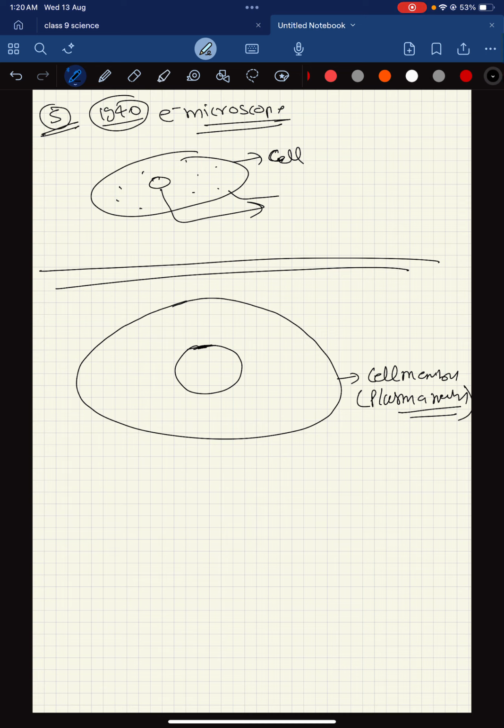On behalf of nucleus, we define that the nucleus has thread-like structure called chromatin. When the cell is dividing, the chromatin is condensed and makes a chromosome. Chromosome is only visible at the time of cell division. At other times they have thread-like structure called chromatin. The nucleus is a double layer structure. Also the cell membrane is also a double membrane structure.